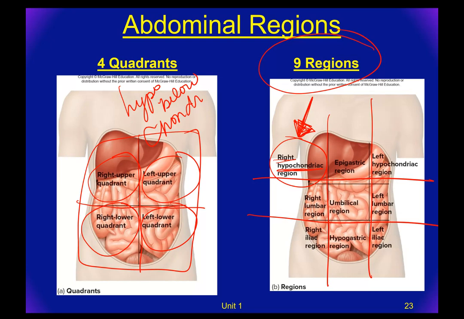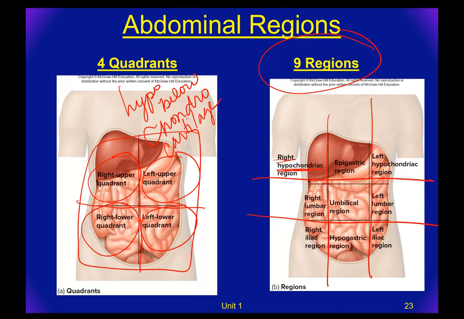Chondro in A&P refers to cartilage. Okay? You know how on your rib cage you've got cartilage down here? This is why they call this the right hypochondriac region, because it's right below that cartilage. The other side over here is the left hypochondriac region. Why? Because it's the same thing. It's right beneath the cartilage.